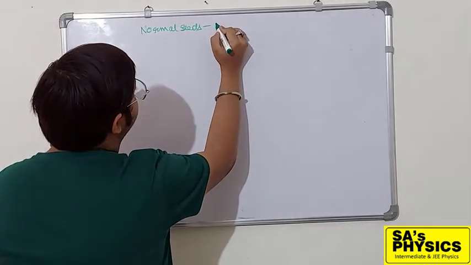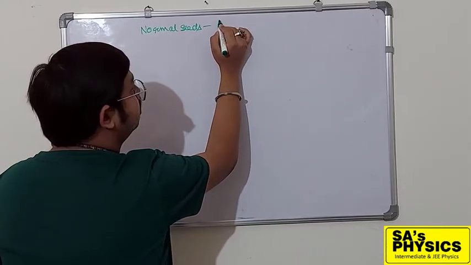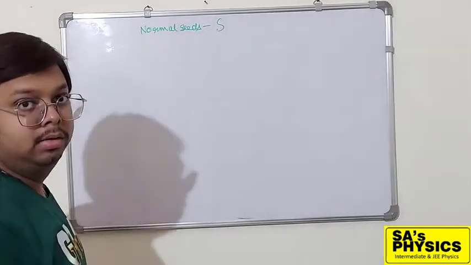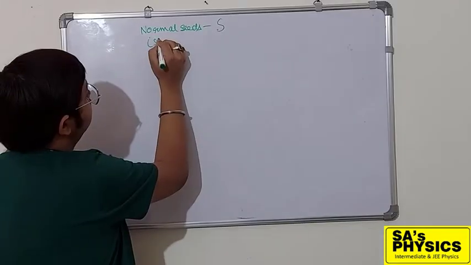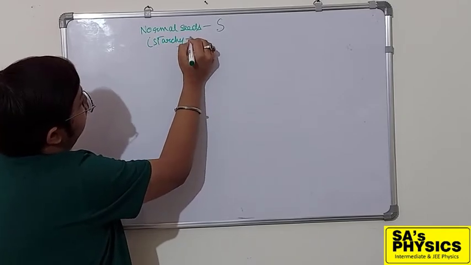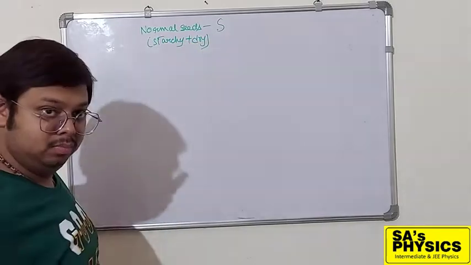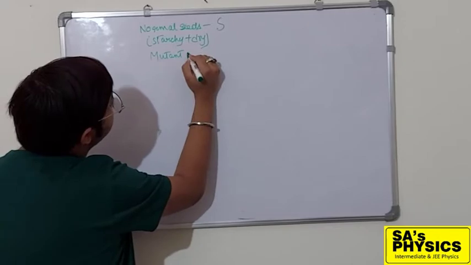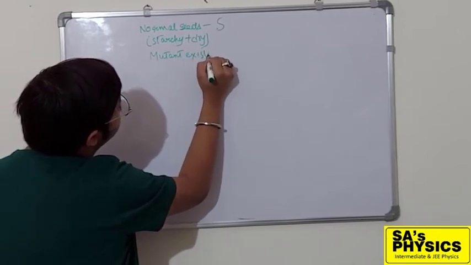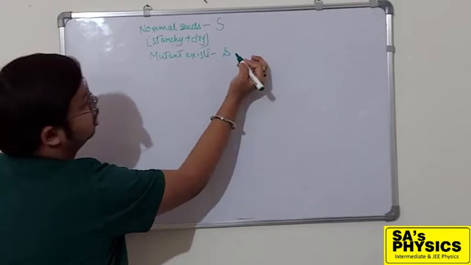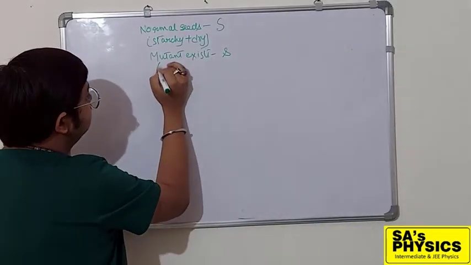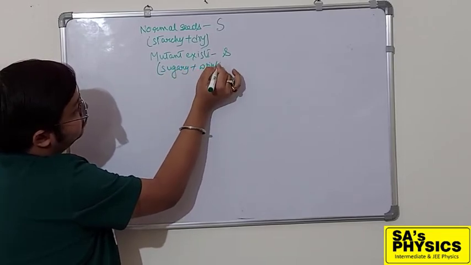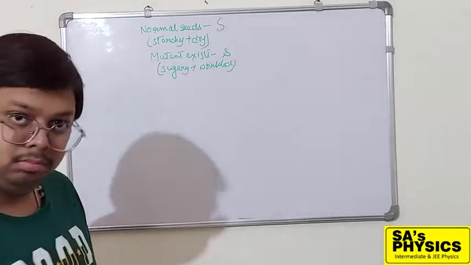So we have normal seeds, suppose capital S. They are starchy and dry. And the mutant form, let's say small s, which is sugary and wrinkled. Now, this is what is given.